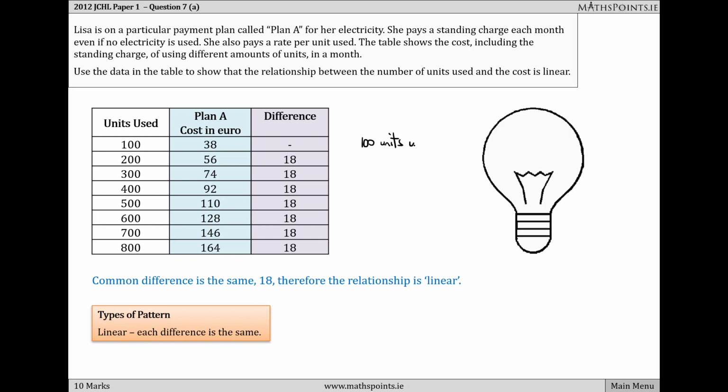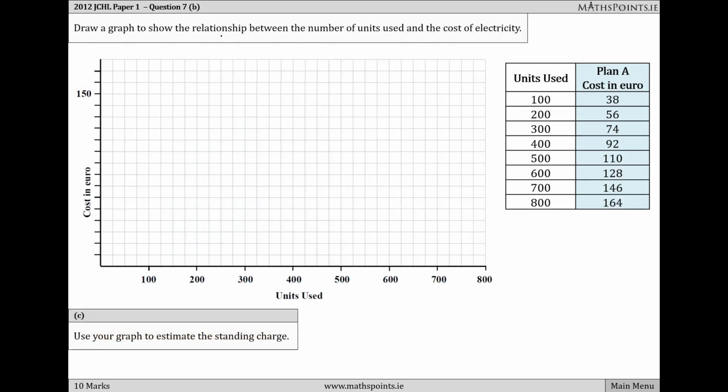We have to be a little bit careful here going forward in the question. For every 100 units used, the electricity bill increases by 18 euros. But for every 1 unit used, this is only an increase of 18 divided by 100, which is 0.18, 18 cent. So just something to be aware of as we go forward in the question. So equally, we could have said that the relationship is linear because each additional unit goes up by the same amount, 0.18.